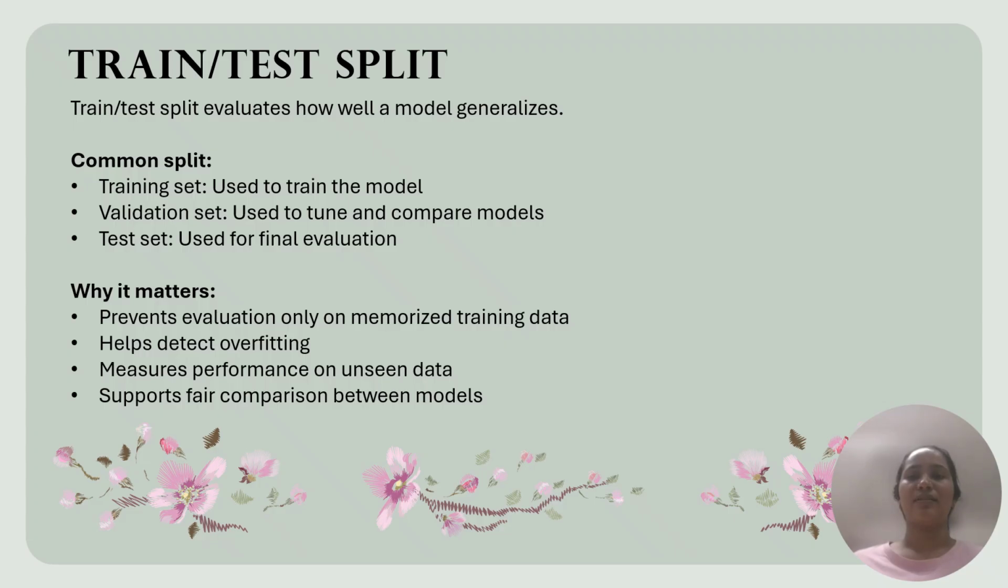First, it prevents us from evaluating the model only on the data it has already seen. Second, it helps detect overfitting, which occurs when the model performs very well on training data but very poorly on new data. Third, it provides a realistic measure of performance on unseen data. Finally, it allows for a fair comparison between different models and configurations. By separating data into training, validation, and testing sets, we can build machine learning models that are more reliable, accurate, and capable of making predictions in real-world applications.